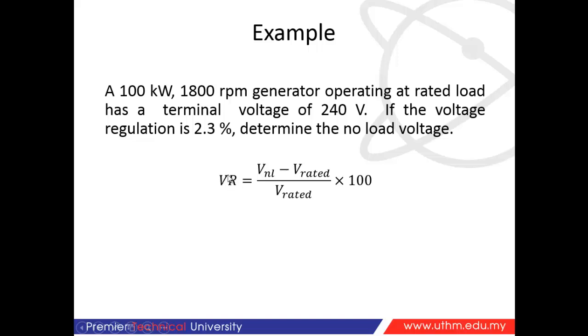We have the value of voltage regulation, which is 2.3. The no load voltage we want to find, and the V rated is 240. We include everything we have in the equation, then simplify it, and we get the value of 245.5 volt. As you can see here, the no load voltage is higher than the V rated. The regulation is 2.3, which is very low.